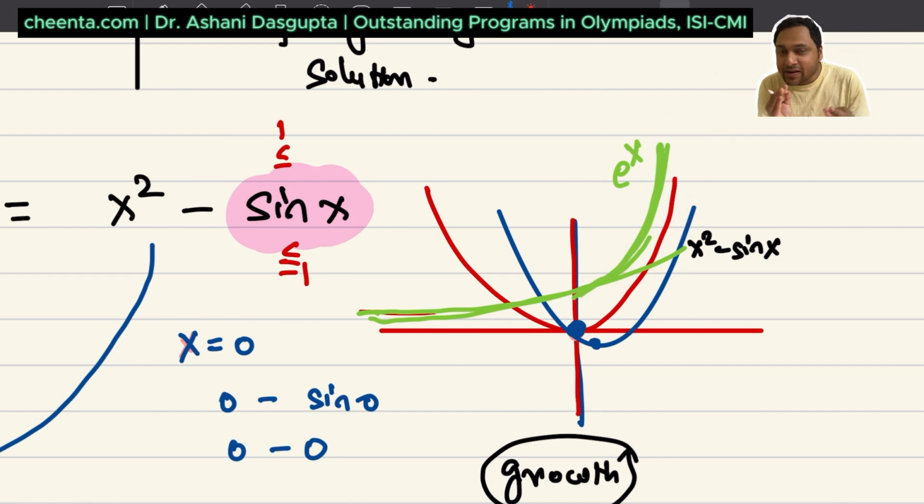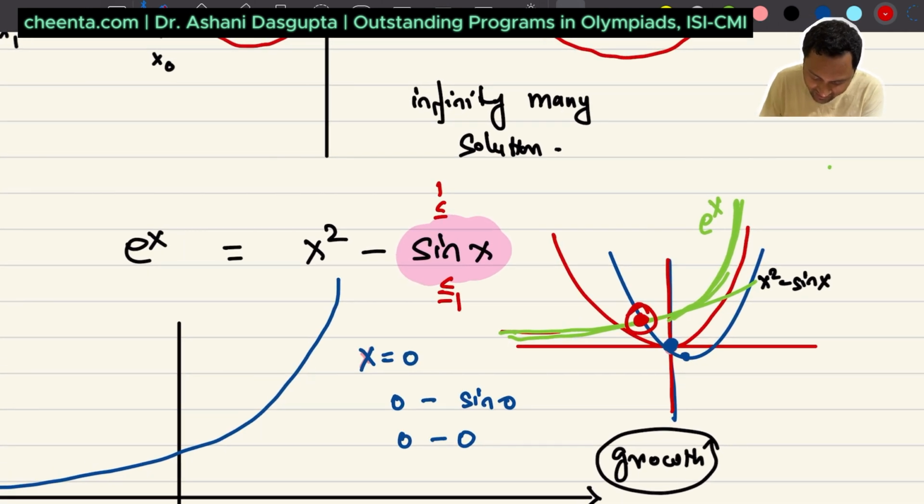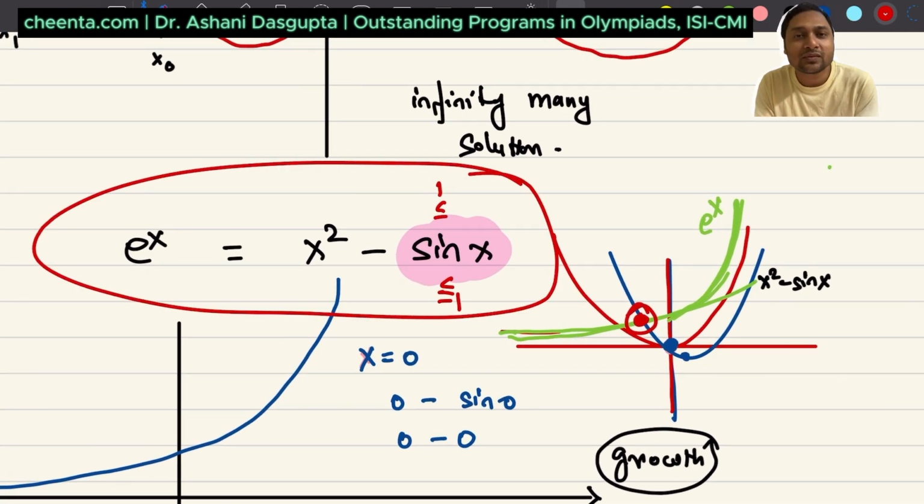So the only place they intersect is here, where they will obviously intersect, and therefore there is only one solution to this second equation. So this equation that we have here has only one solution. I think it's very beautiful how you can analyze functions, analyze growths, and understand how all of this falls into one place.